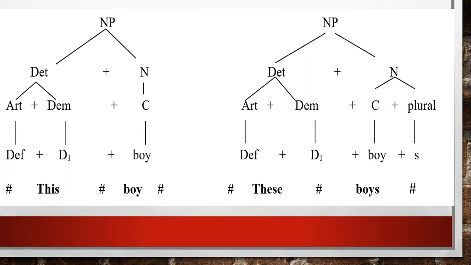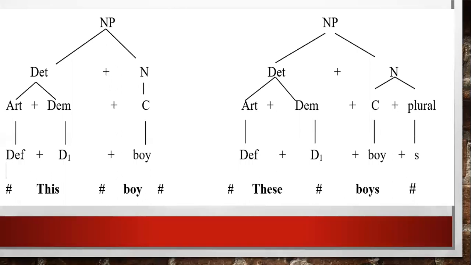So you're talking about something which is near, no? Who is near? This boy. It means that the boy is close to me, all right? Is close to me. So that's why we call here definite plus D1. Remember, definite plus D1. This boy.